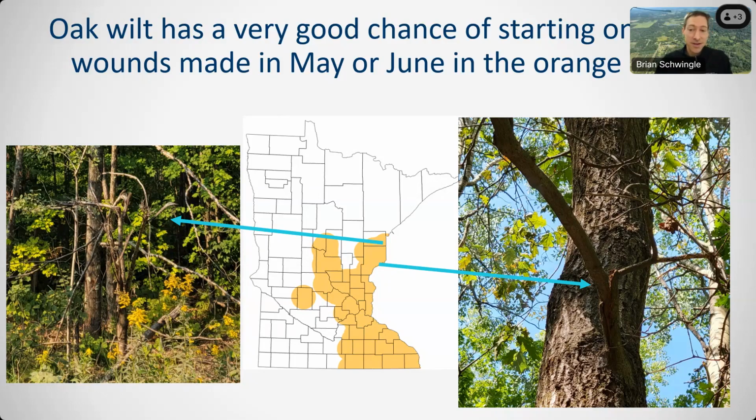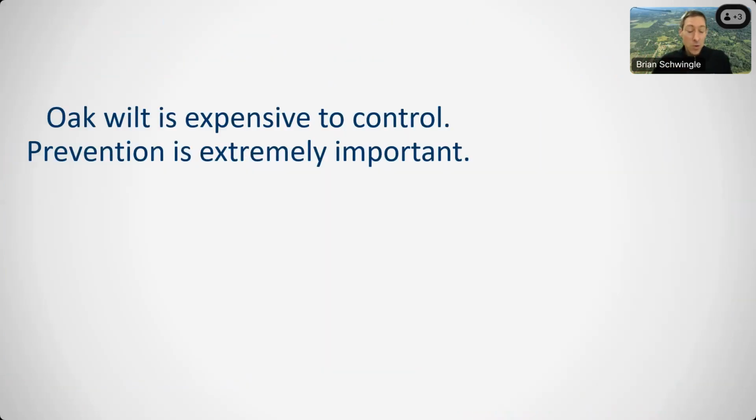How that got started: in the picture on the right, a tall piece of equipment was going down a woods trail and just broke a branch subtly. You can see that subtle crack, and that's how oak wilt got started on that tree. So again, oak wilt.